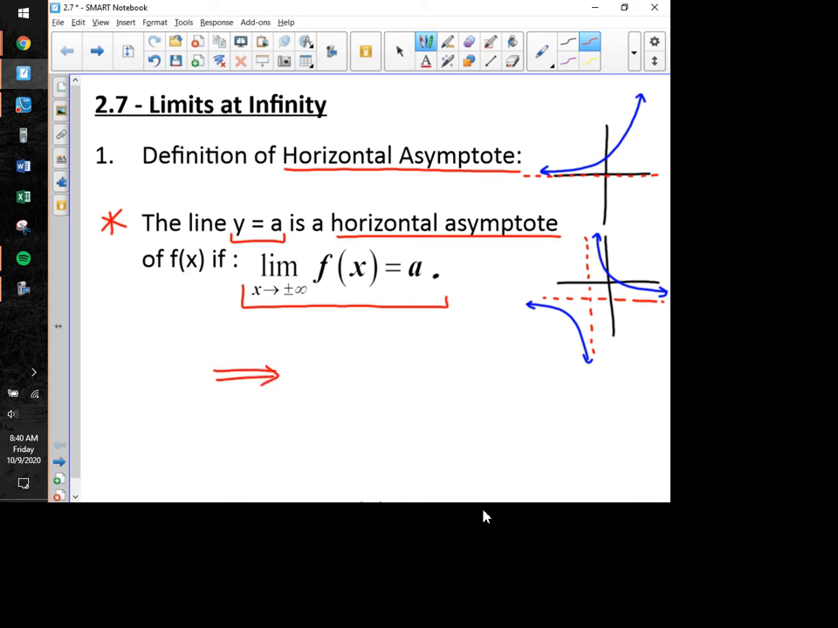You could really write this here as a biconditional statement using the phrase "if and only if," meaning that either one of those two conditions will cause the other. So maybe the better way to write this would have been: the line y equals a is a horizontal asymptote of f of x if and only if that limit as x approaches plus or minus infinity of f of x is equal to a.